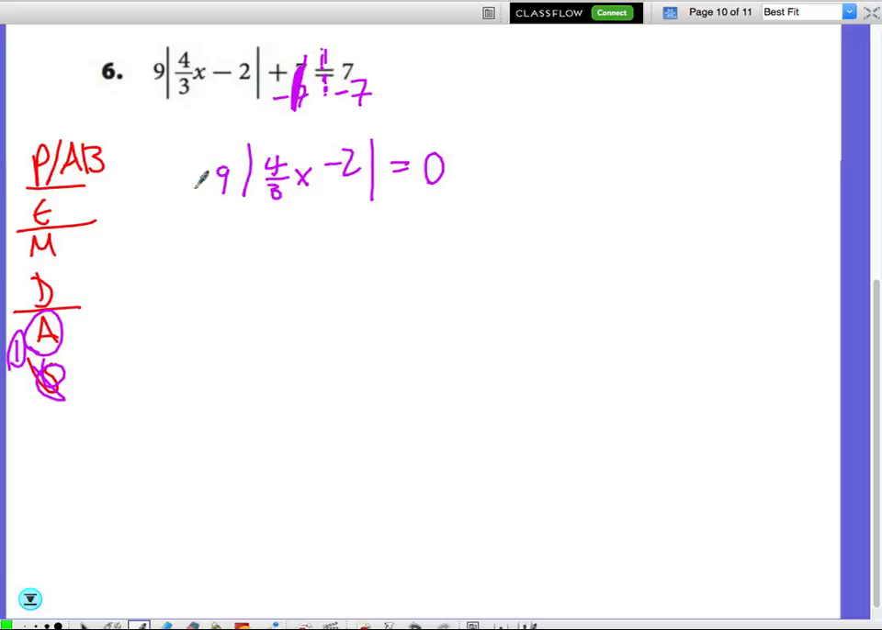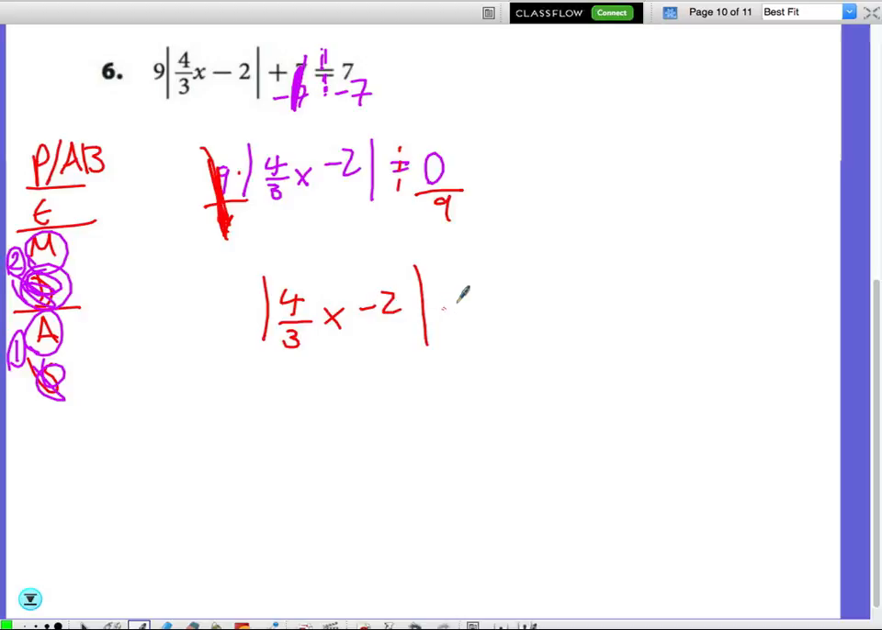Alright, so we're not done with step 1 yet. We have to take care of that 9 outside the absolute value, and that is going to be multiplication. So we're multiplying by 9. What is the opposite of multiplying by 9? The inverse is to divide by 9 on both sides. Whatever you do to one side, you must do to the other. So we have 4 over 3 x minus 2, 0 over 9. That's basically 0.